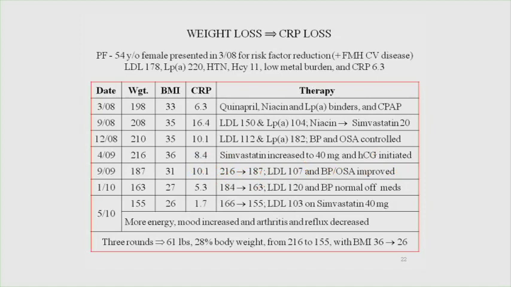She underwent another round of therapy, and then a third round. She wound up losing 61 pounds, 28% of her body weight. Her BMI went from 36 to 26, and all of a sudden, no more CRP. Because the driving force behind her CRP was her overweight and her sleep apnea, which we'll learn in a moment is due to overweight. More energy, mood is increased, arthritis and reflux decreased, her risk for cardiovascular disease was decreased. Not from my drugs, not from my nutritionals, not from her CPAP, but by losing weight. And if you can lose weight, you lose the inflammation.